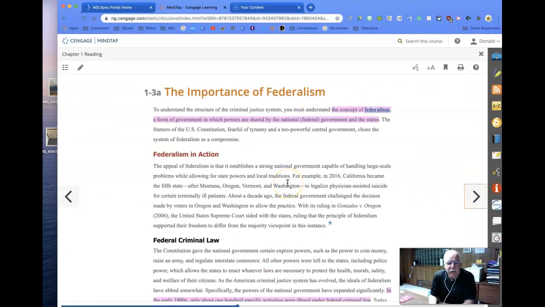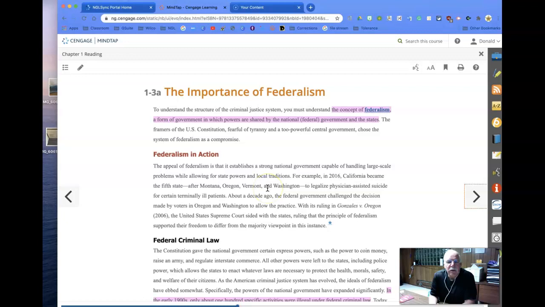Before we dive into that, though, we have to understand this concept of federalism. And although they didn't list it as an objective, it probably should be, because it has some very foundational importance. The idea of federalism in this country, the definition here, is a form of government in which powers are shared between the national, i.e. the federal government, and the states.